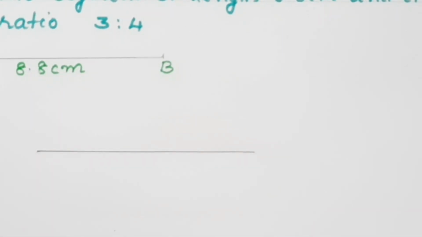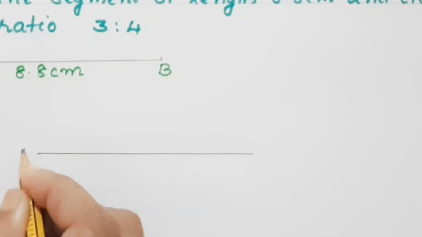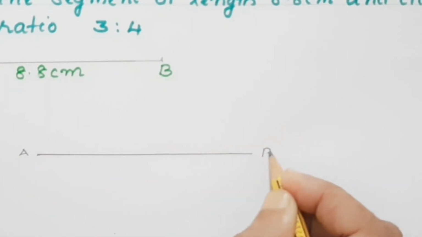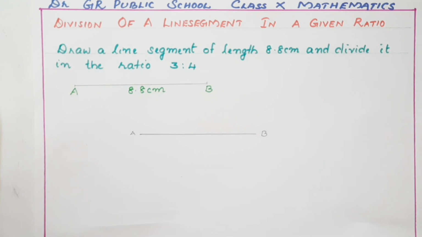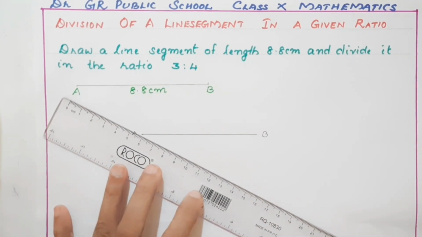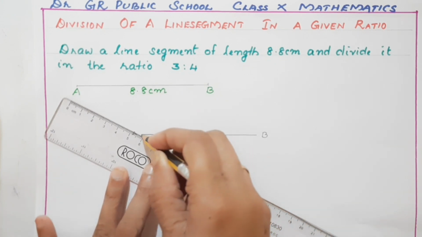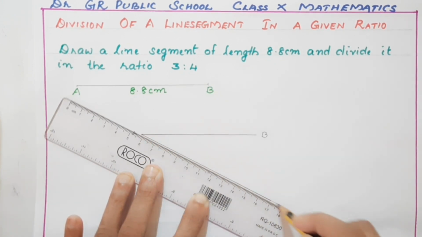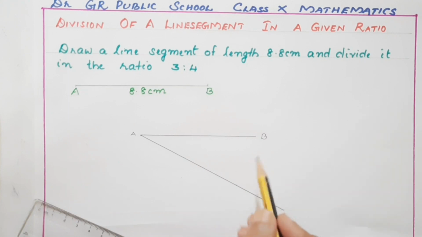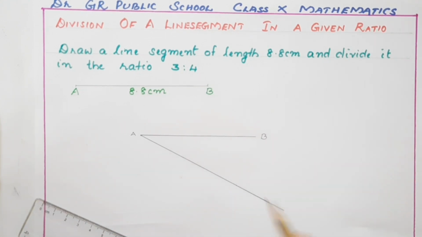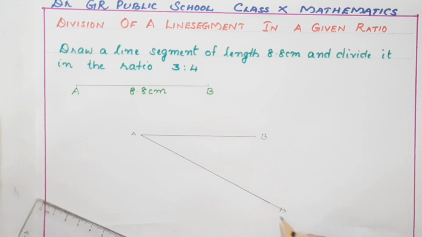So I have drawn the line segment, here A, here B. Okay children, then here we have to draw another ray which makes an acute angle with this line segment. Okay, so here I am drawing another ray to get an acute angle. You can draw like this. Okay, so now you can see here an acute angle is formed. So this I am giving as X.